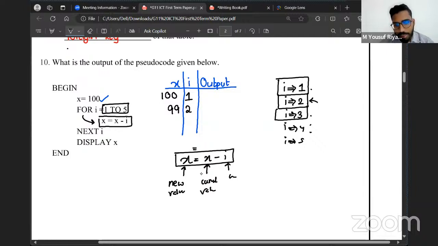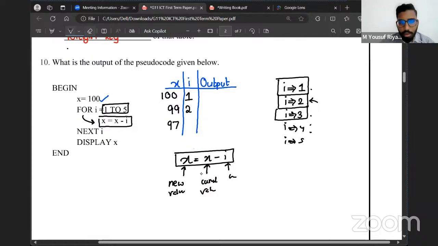The current value of x is 99. The current value of I is 2. So 99 minus 2 is going to give you how much? 99 minus 2, not 1, it's minus 2. How much? Exactly. That's going to give you 97.